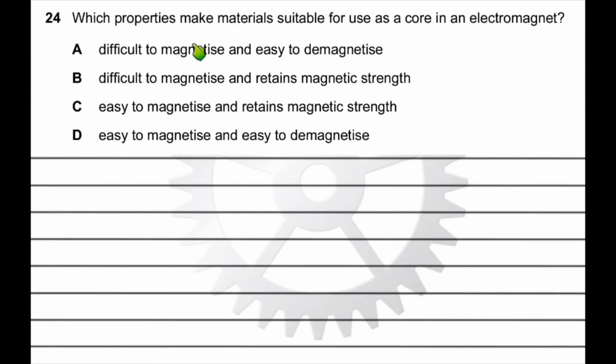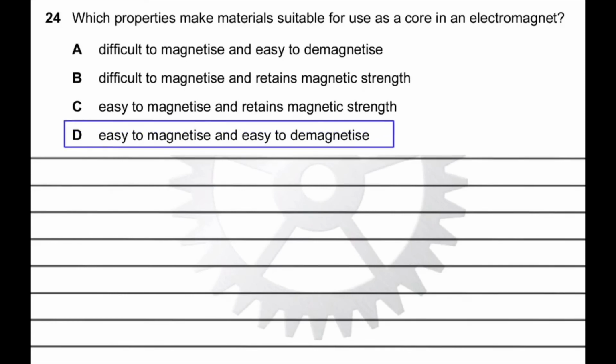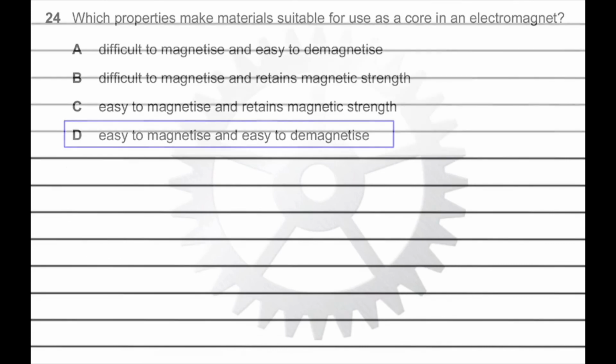Which properties make materials suitable for use as a core in an electromagnet? Five seconds. Difficult to magnetize and easy to demagnetize? No, the core is of iron, and the property of iron is that it is magnetized and demagnetized easily. So the answer should be D, easy to magnetize and easy to demagnetize.